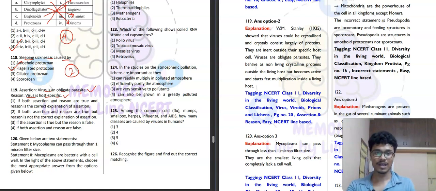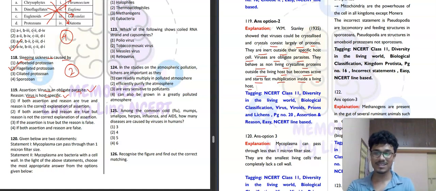So we know that viruses basically are crystals consisting largely of proteins, and they are inert outside their specific host cell. Viruses are obligate parasites, absolutely correct, and they behave as non-living crystalline proteins outside the living host, but become active and start fast multiplication inside a living host.